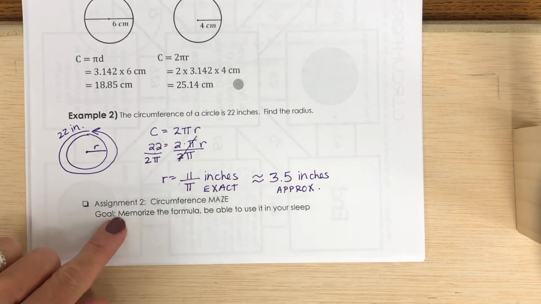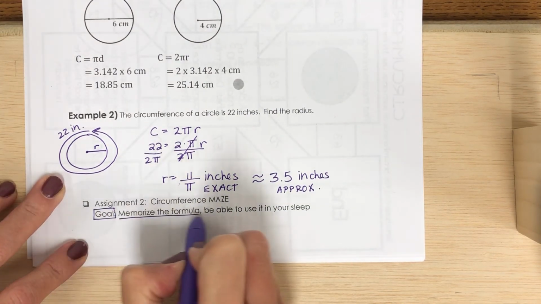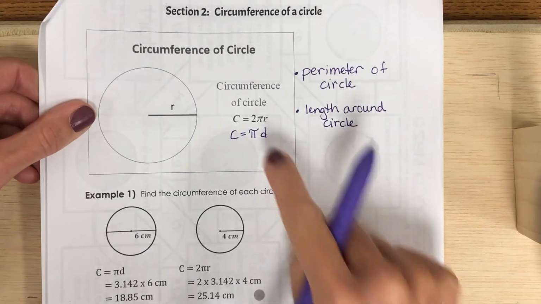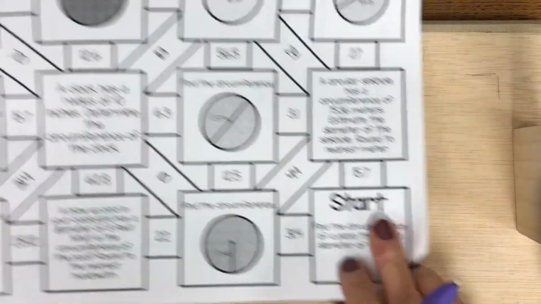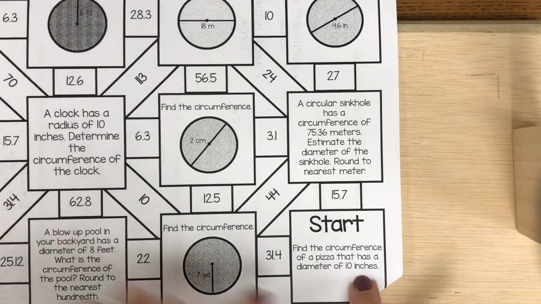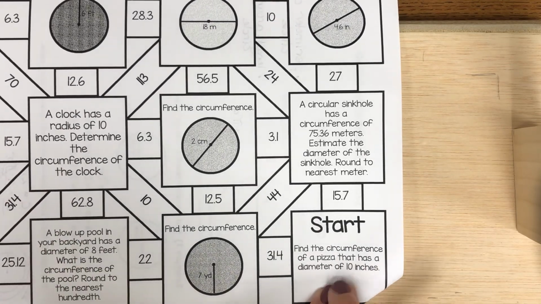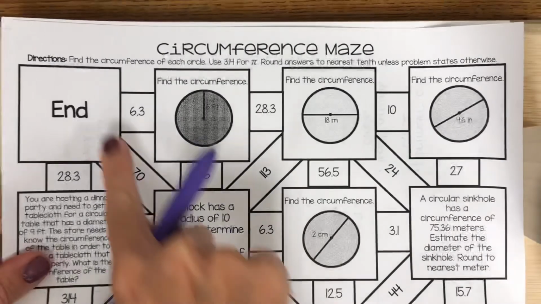So your goal, you need to memorize the formula. You need to know what this formula is and be able to do it in your sleep because it's such an important formula. What you're going to do for the maze, please start at the start. Don't start at the end, that would make no sense. Start at the start. You're going to solve it, find the circumference of a pizza that has a diameter of 10, and then you're going to go from there, working your way to the end.